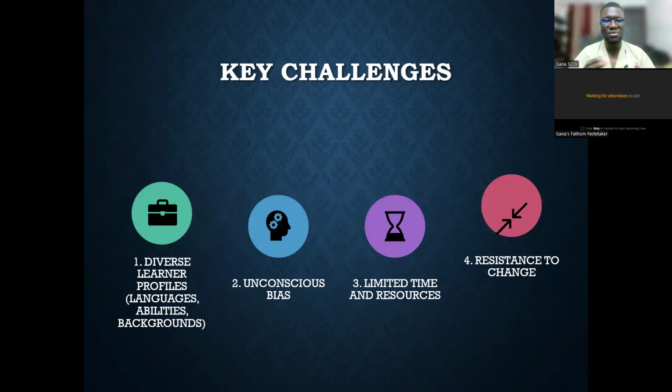So to talk about the key challenges that we face, there is a diverse learner profile, as I just introduced, talking about the languages, the abilities, students who are bright ones maybe, or the slow learners, or those who are more auditory, and so on. Their backgrounds, the family backgrounds, the beliefs, the education that they have received at home as well.